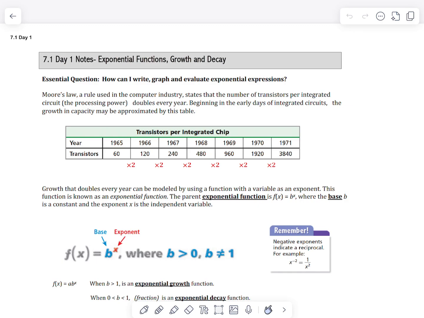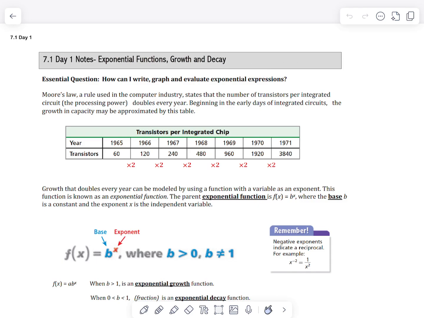All right, here's an example set on exponential growth. So we have a table that shows you the transistors in a chip. It starts off in 1965 with 60 transistors. Then a year goes by and notice that number doubles to 120. The next year it goes to 240, so it's doubling. So we say that this is an exponential growth model because as the x's increase, so do the y values.